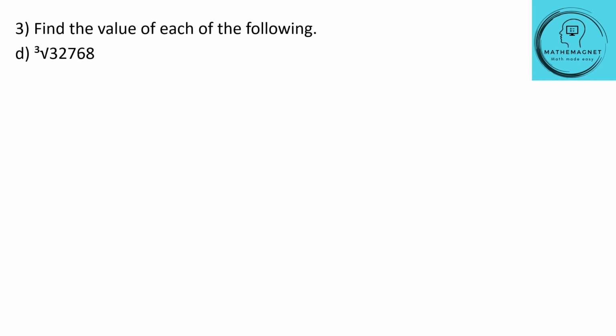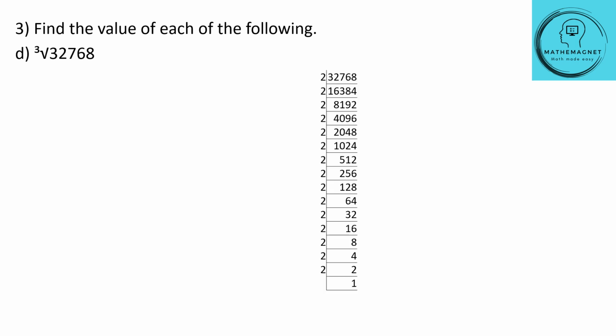The next question is to find the cube root of 32,768. Again, we will use the prime factorization method. By using this prime factorization method, I am dividing this entire figure only by 2's. So by doing that, we see that 2 is going to repeat 5 times. So I will take 5 2's. So that is 2 into 2 into 2 into 2 into 2, which is equal to 32. So 32 is the cube root of 32768.